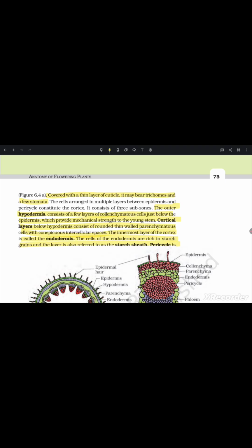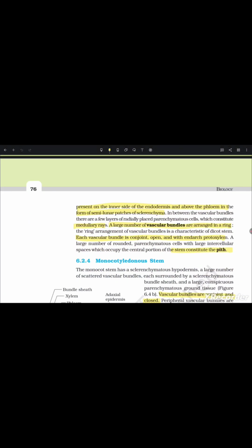The outer hypodermis consists of a few layers of collenchymatous cells just below the epidermis, which provide mechanical strength to the young stem. Cortical layers below hypodermis consist of rounded thin-walled parenchymatous cells with conspicuous intercellular spaces. The innermost layer of the cortex is called the endodermis. The cells of the endodermis are rich in starch grains and the layer is also referred to as the starch sheath.